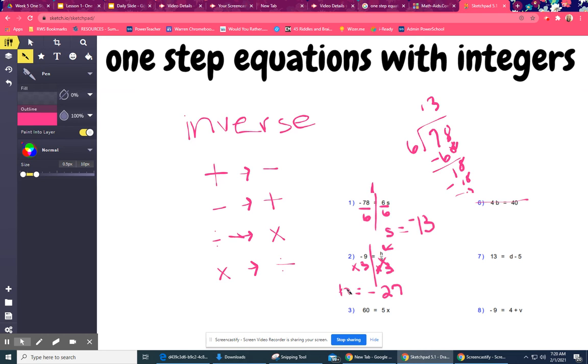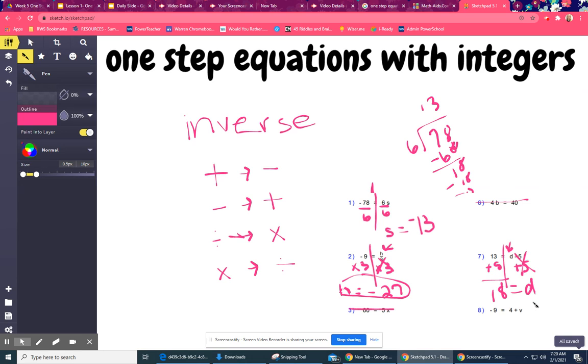This is another example of multiplication. Let's do number 7 and 8. On number 7, you have subtraction. We need to get this by itself. The inverse of subtracting is to add. So we will add 5. This one doesn't really have us working with integers. But 13 plus 5 is 18. So 18 equals D.